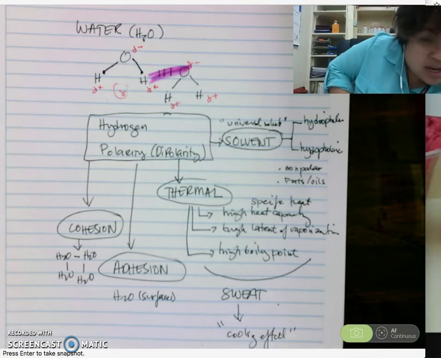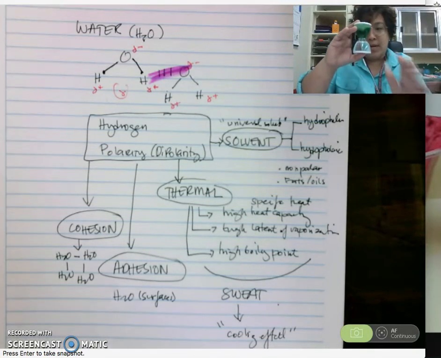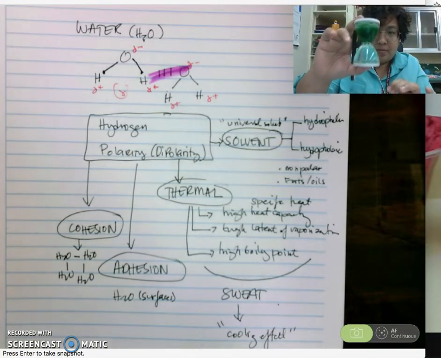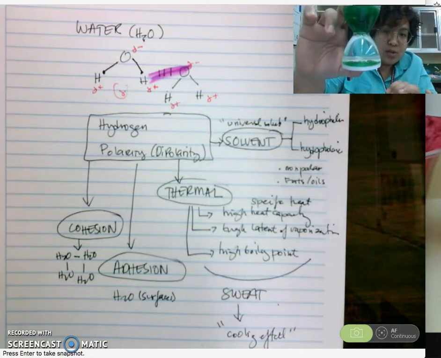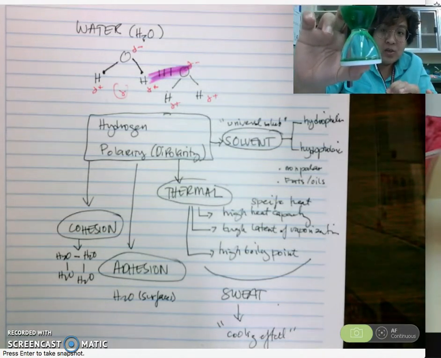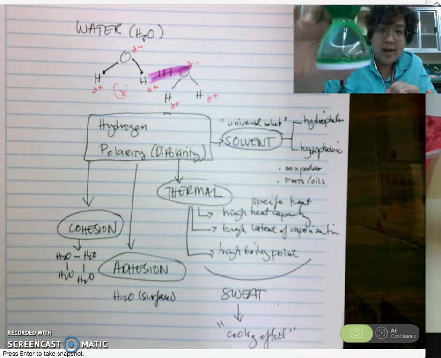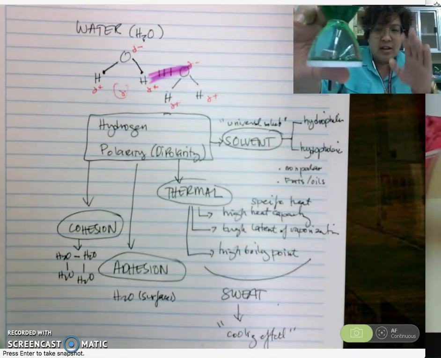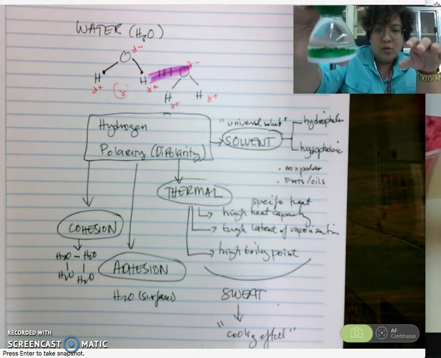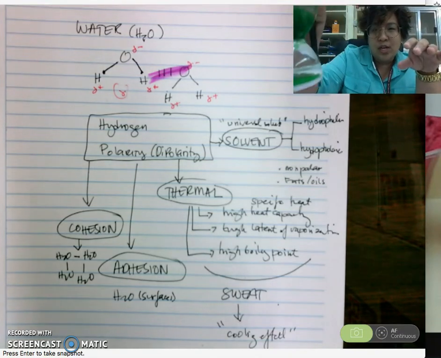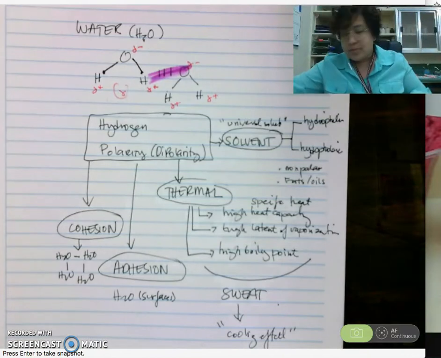Let me show you quickly. I have this in my table. Think about it. Which one is oil? Which one is water? So you can see the green is not mixing with the white, and the green is settling down. Which layer is water? Which layer is oil?